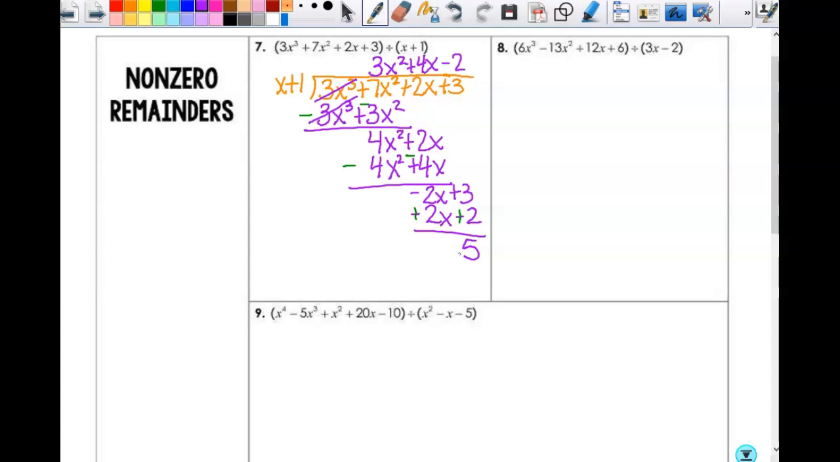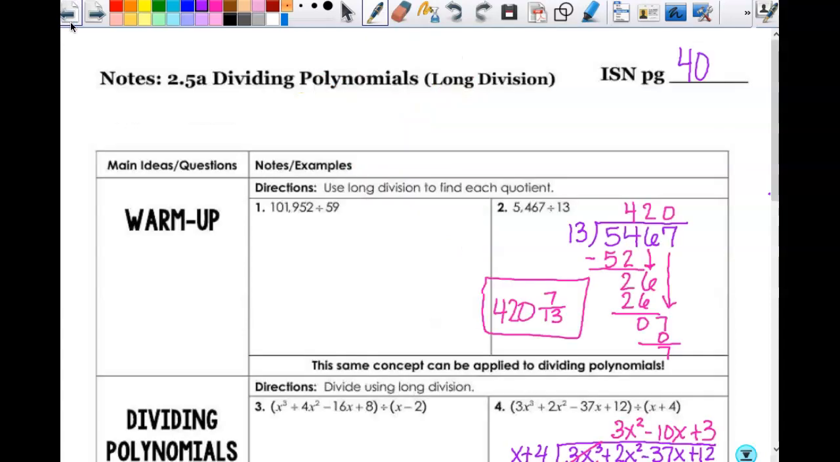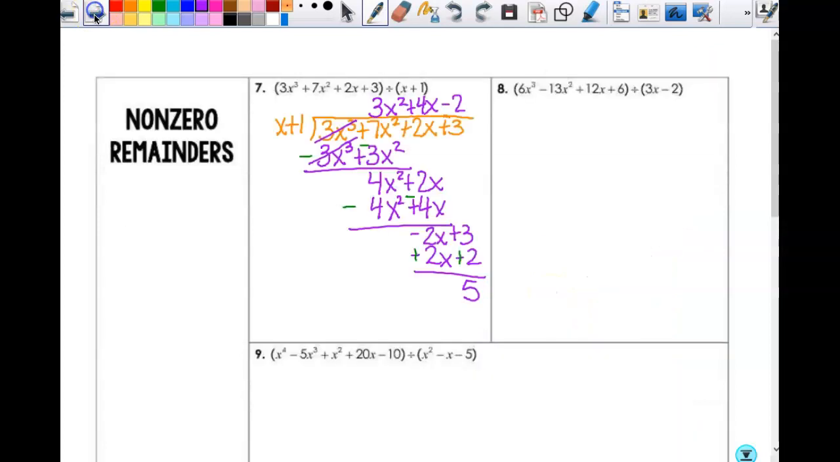Okay, so we got a remainder of 5? Yes. Okay. Anybody have any questions? We're not finished with that one, but over here, when we got this one right here, even though we say 420 and 7/13, basically you're adding this fractional part to it, right? Like if you're going to do it in a calculator and you only had this decimal, then you would just add 420 to it. That's what we're doing here, we're adding the remainder. So your answer is 3x squared plus 4x minus 2.